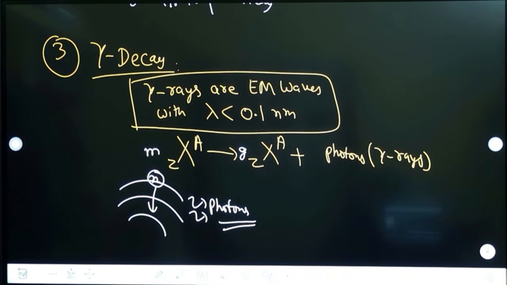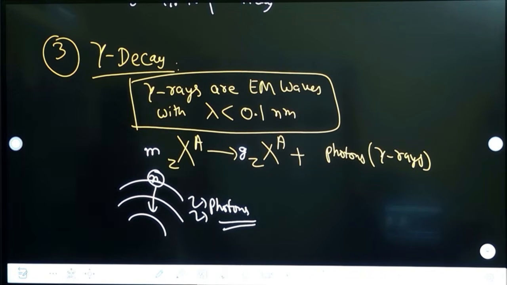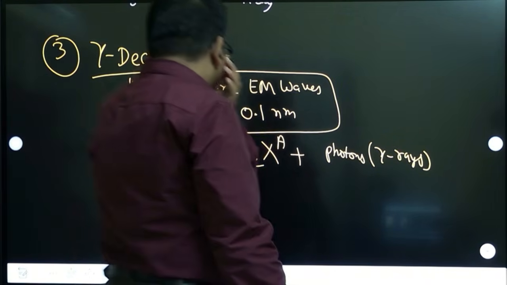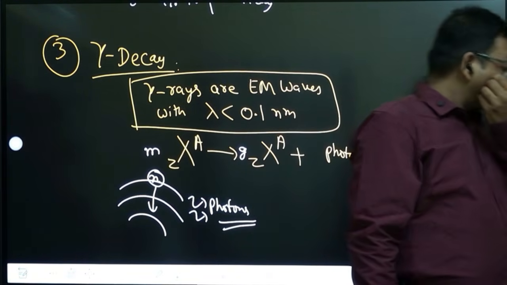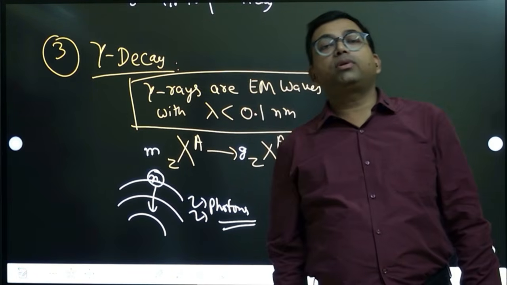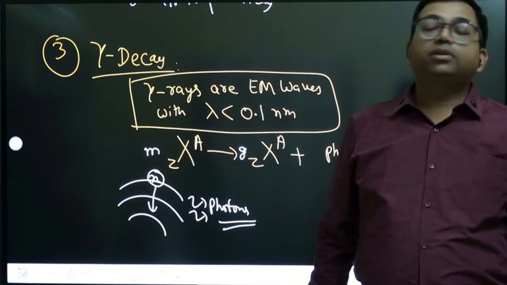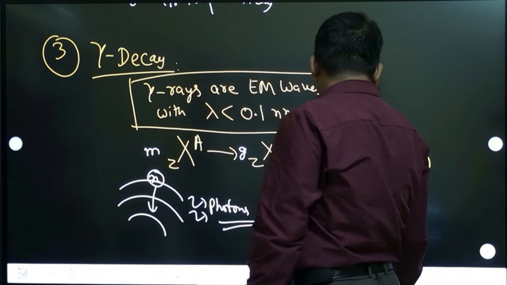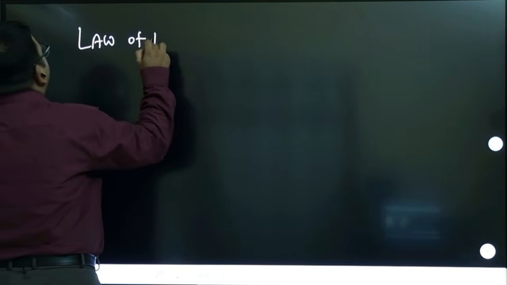Then the properties of alpha, beta, gamma are not very important. Then the law of radioactivity is there, and after that nuclear fusion. The law of radioactivity we will quickly wind up. Maximum 5 minutes will be taken to wind that up. Law of radioactivity.